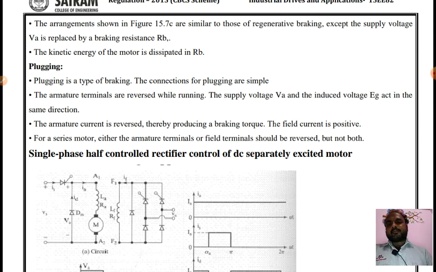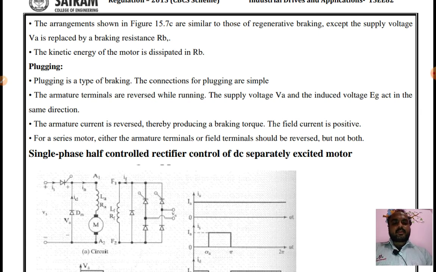Now next one, plugging. Plugging is one of the braking methods. The connections for plugging are simple. The armature terminals are reversed while running. When the armature terminals are reversed while running, it will automatically try to run in the opposite direction, and braking happens automatically. That is called the plugging method. Supply voltage VA and induced voltage EG act in the same direction. The armature current is reversed, thereby producing a braking torque.